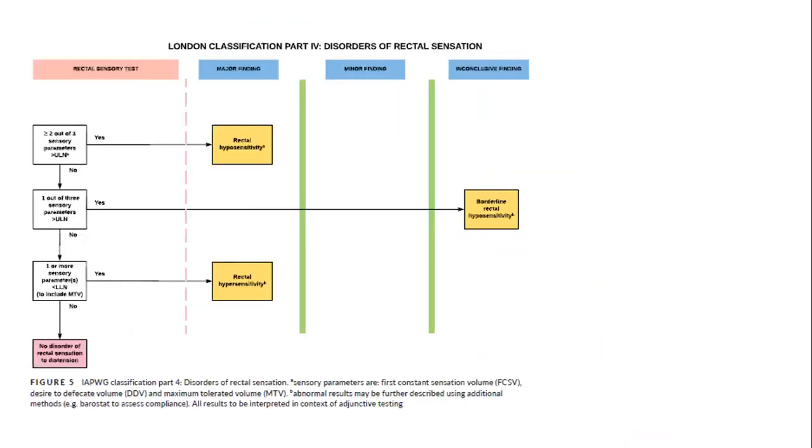And finally, there are the disorders of rectal sensation. Using the sensory parameters that we obtained, FCS, DUV, and also MTV, we can come to a diagnosis. The patient has rectal hyposensitivity when 2 out of the 3 sensory parameters are above the upper limit of normal, or rectal hypersensitivity when 1 or more of the sensory parameters are below the lower limit of normal, or is labeled as borderline rectal hyposensitivity when 1 of the 3 sensory parameters is above the upper limit.